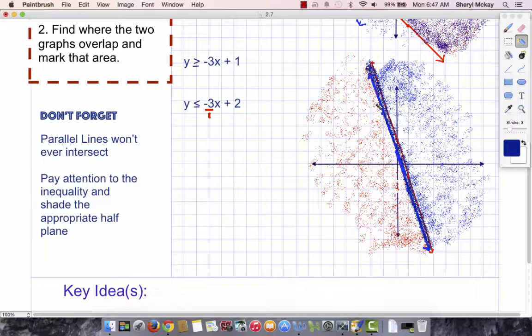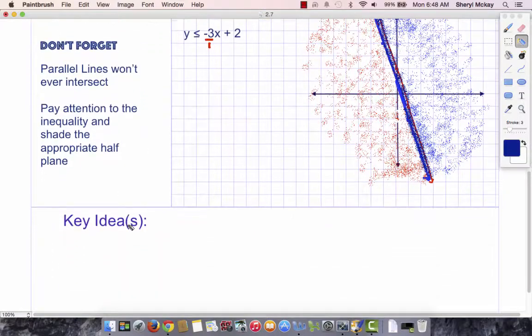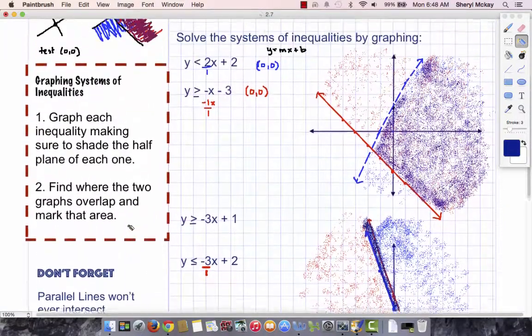So even though the parallel lines won't ever intersect, there may be space in between those two lines that will be a common solution. And the other thing is, you always have to pay attention to the inequality and shade the appropriate half plane. Really, really pay attention. If you need to flip signs, flip signs. Just make sure that you're very careful and that you're doing it step by step. And that is how you graph systems of inequalities.